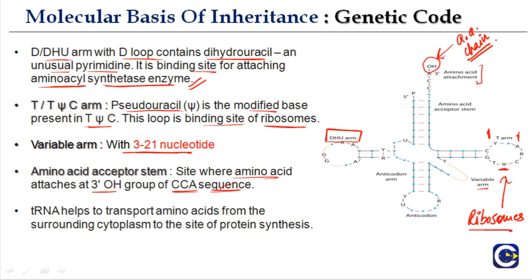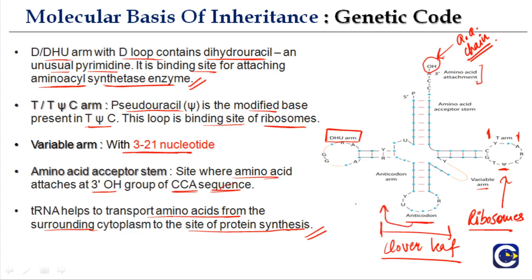And then tRNA also helps to transport amino acids from the surrounding cytoplasm to the site of protein synthesis, because amino acids are scattered around the entire cytoplasm. So tRNA will take the amino acid and bring it to the site of protein synthesis. So this is the detailed structure of clover leaf tRNA. It has 4 different arms: DHU arm, T arm, the amino acid attachment arm, and then the anticodon structure. This anticodon structure here will recognize the codon structure on mRNA.